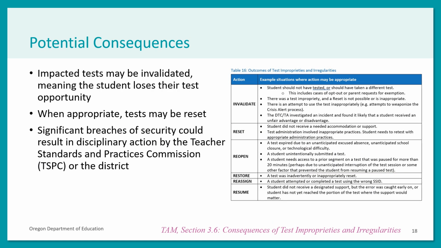When an impropriety occurs, ODE will work with the DTC to confirm the appropriate outcome. Potential outcomes are summarized in Table 16 of Section 3.6 of the TAM, shown here on the slide. Although ODE works to mitigate impact on students, due to the severity of the incident, the impacted tests must be invalidated. Under certain conditions, as described in Table 16, it is possible that a test may be eligible to be reset, reopened, or that testing may resume without further action.